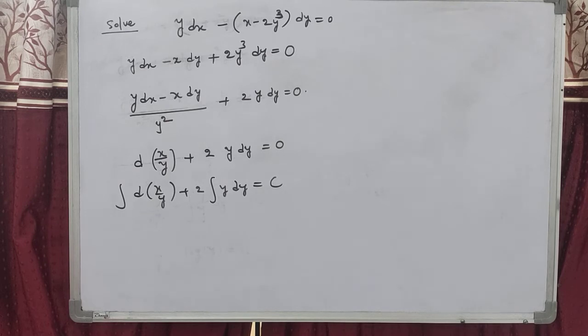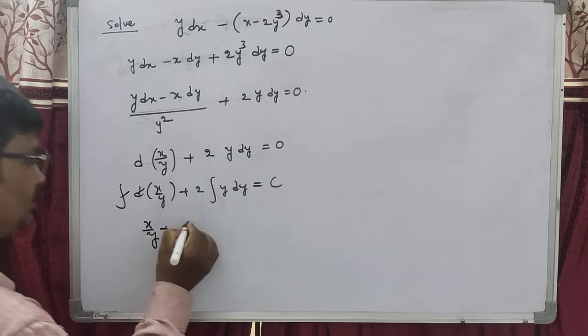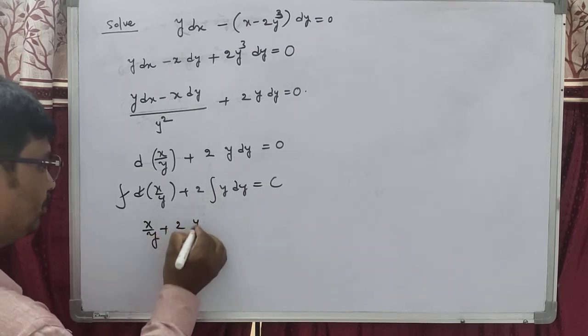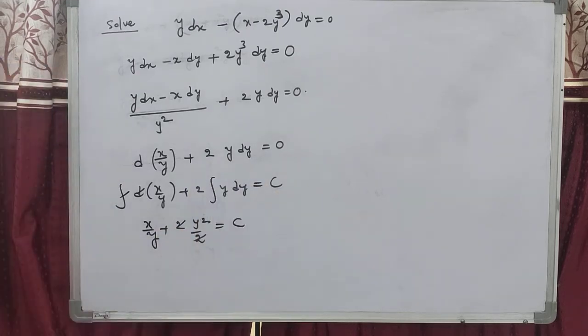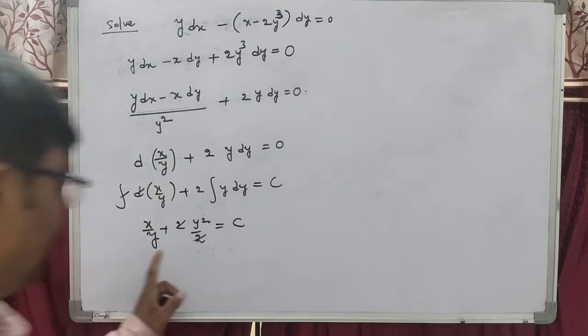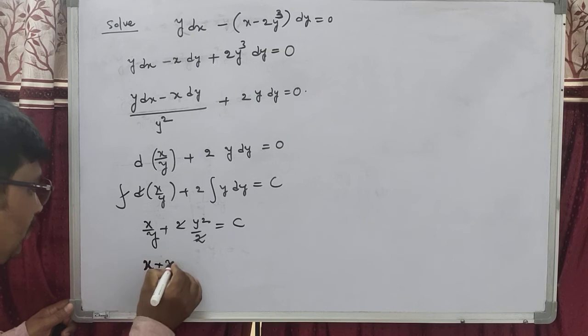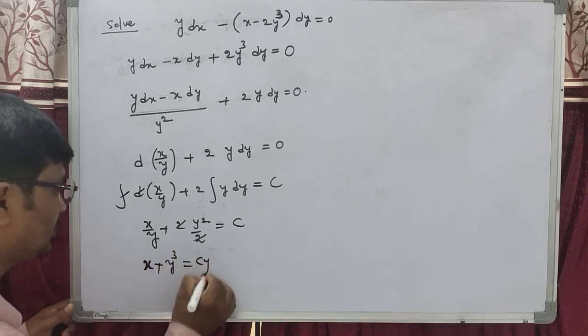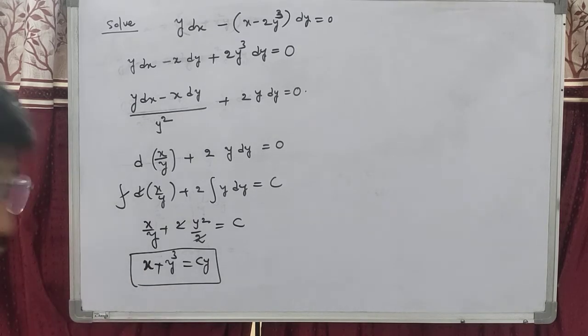How to write this one, students? It can be written as the derivative and integral cancel. This is x by y plus 2 into y square by 2, the 2s cancel, equal to c. Now we take the LCM, y. This is x plus y cube equal to cy. This is the solution: x plus y cube equal to cy. Okay students, write it down.